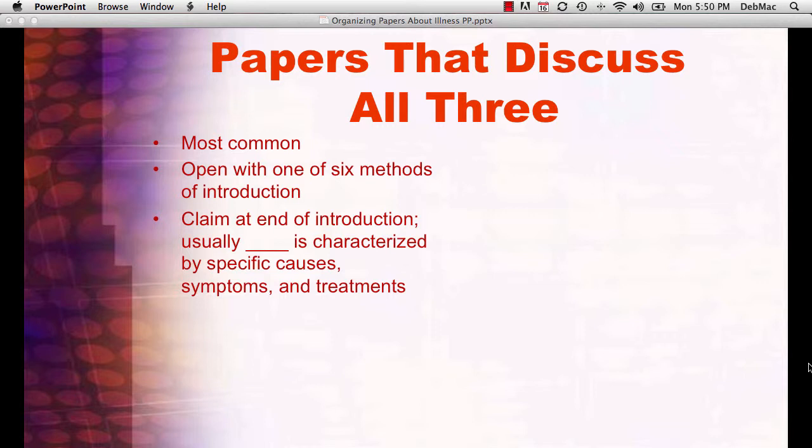You might have uterine cancer is characterized by specific causes, symptoms and treatments. Pretty much you're going to have the same claim no matter what illness you're writing about, and that's as specific as your claim needs to be.